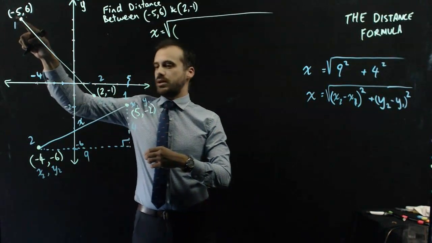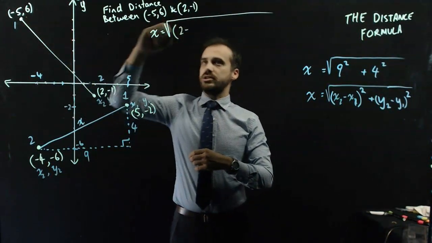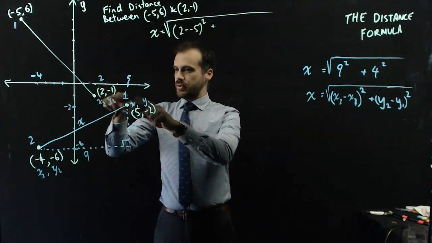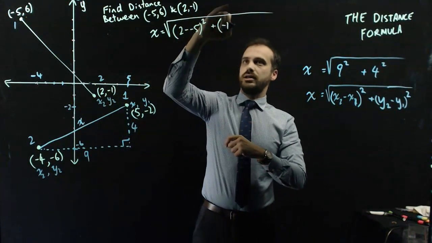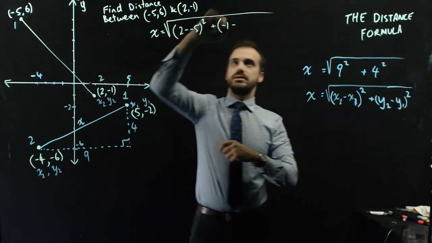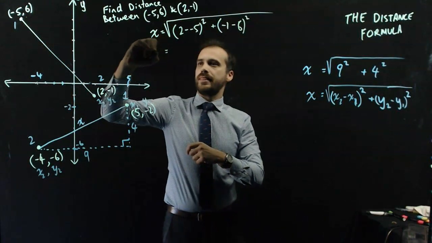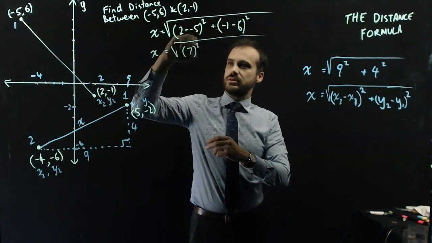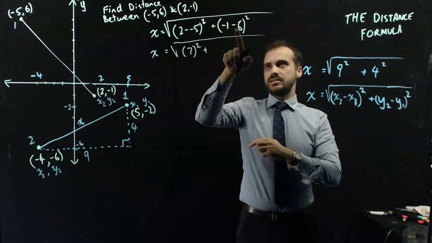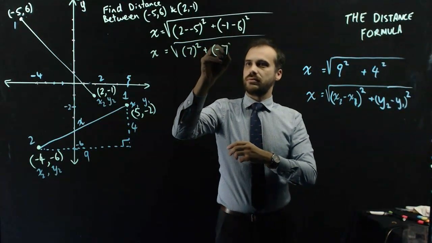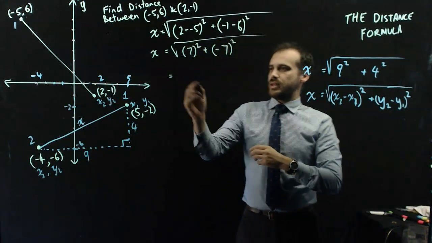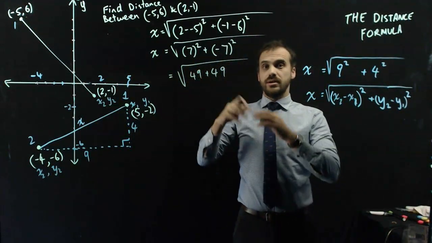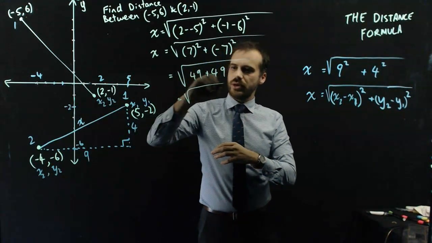So, in my formula, I'm going to have x2 minus x1. So, 2 minus -5, squared, plus y2 minus y1, -1 minus 6, squared. Distance is equal to the square root of 2 minus -5, which is 7. So 7 squared plus negative 1 minus 6 is minus 7. Okay, and then that means it's equal to the square root of 49 plus 49. Negative 7 squared is positive 49, which is the square root of 98.